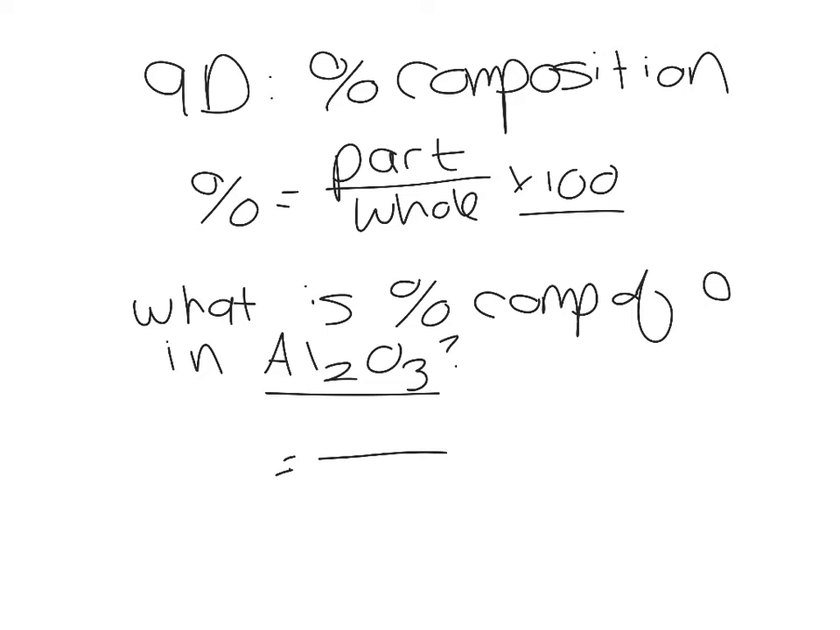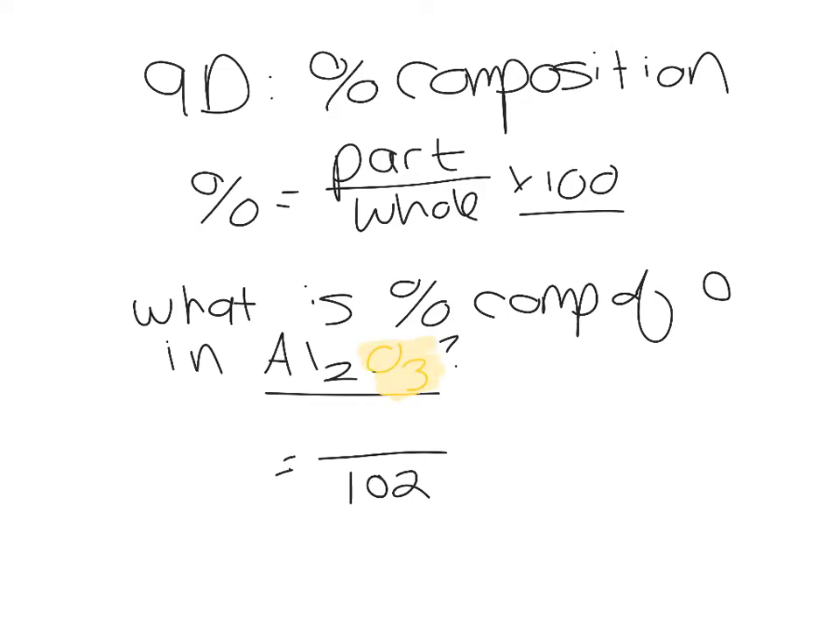So aluminum weighs 27 and there's 2 of them, and oxygen weighs 16 and there's 3 of them. So my total molar mass is 102. So the whole thing weighs 102. Now I want to know the mass of the part. The part, okay, is just the oxygen right there.